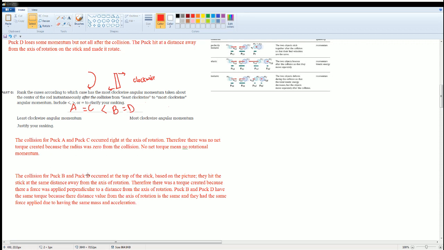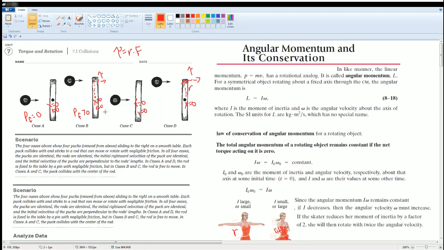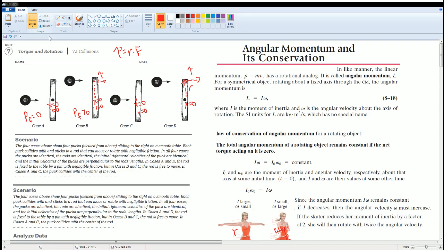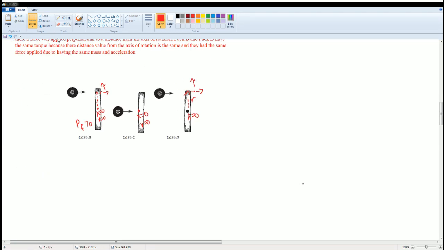I could say puck B and D occurred at the top of the stick, right here, top of the stick with a distance r. They hit the stick at the same distance away from the axis of rotation. Therefore, there was a net torque created because a force was applied perpendicular to the distance from the axis of rotation. Puck B and puck D have the same torque because their distance value from the axis of rotation is the same. So if you want me to grab the picture here to give you a better explanation, let me grab that for you. Boom, here.